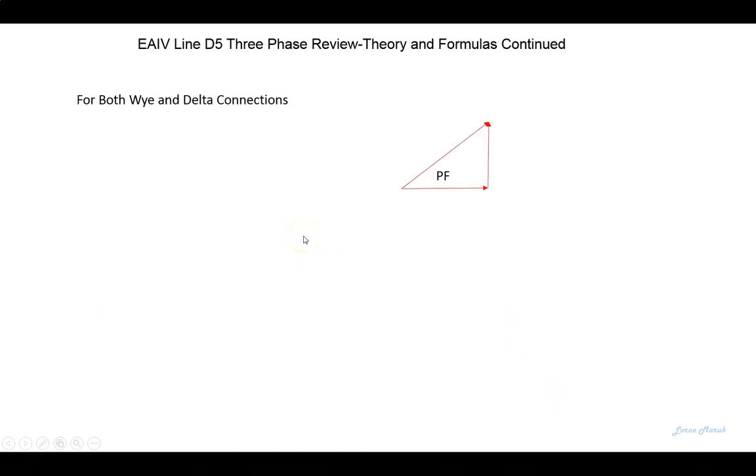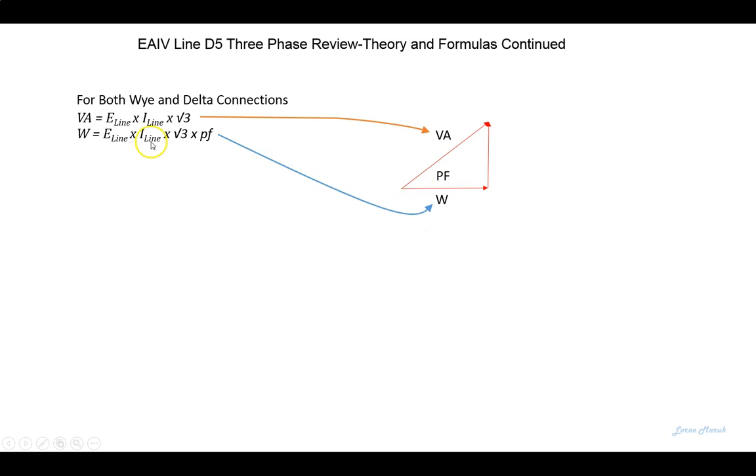For both Y and delta connections, VA, volt-amps, or apparent power, equals E line times I line times the square root of 3, which is calculating for the volt-amp or the hypotenuse of our power triangle. Power in watts is E line times I line times the square root of 3 times our power factor, which is our cos of the angle. Of course, we're calculating for the base of the triangle.